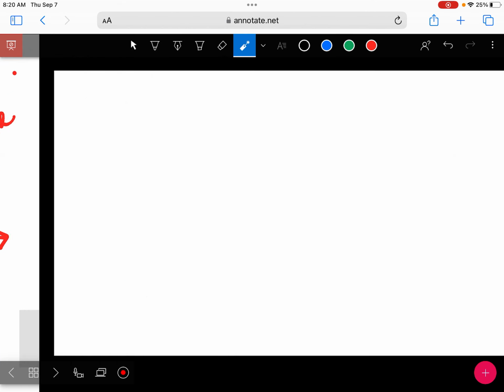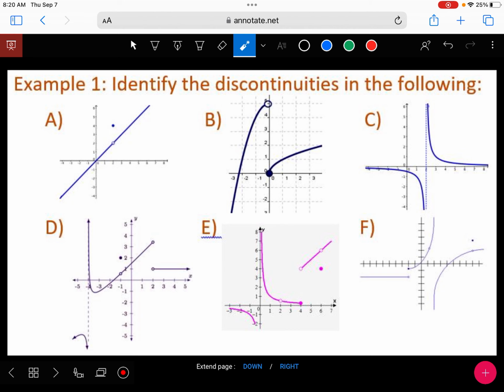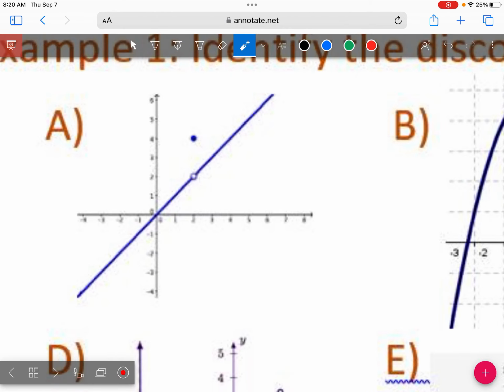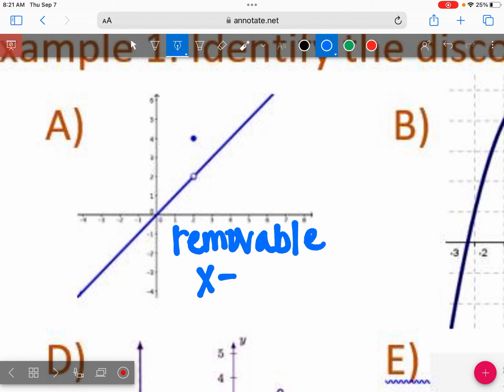All right, so now let's go ahead and look through these graphs. So let's look at A. What kind of discontinuity would you say we have here? It's a removable. Good. This is a hole in the graph, so this is a removable. And it occurs at x equals 2. So we have a removable at x equals 2.